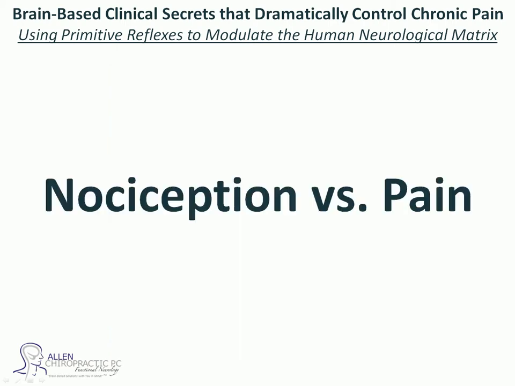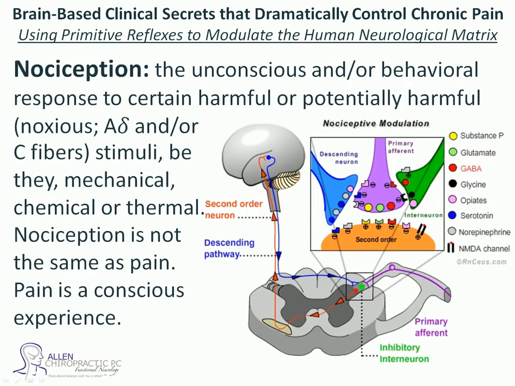If we talk about nociception and pain, this carries on the idea of the nerve signals. We say that nociception is an unconscious and/or behavioral response to certain harmful or potentially harmful stimuli, mostly through the type A delta or C fibers, and these stimuli can be mechanical, chemical, or thermal. Now, it's important to recognize nociception is not the same as pain. Pain is a conscious experience.